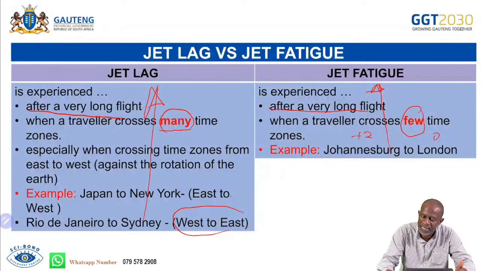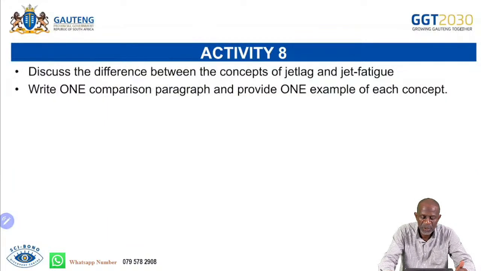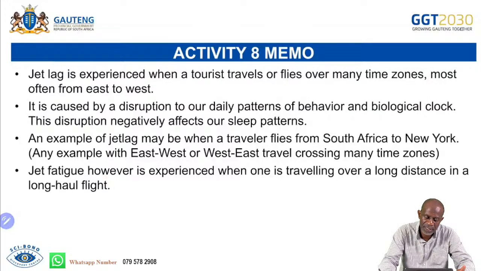So those are the similarities and differences. With the one, you cross many time zones, and with the other, very few time zones. If we take into account jet lag, it has to be more than 3 time zones, and jet fatigue, not more than 3 time zones.